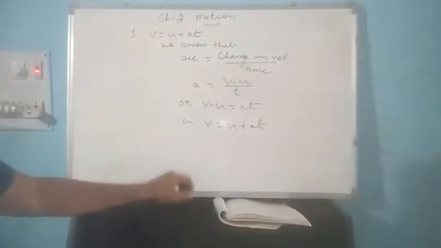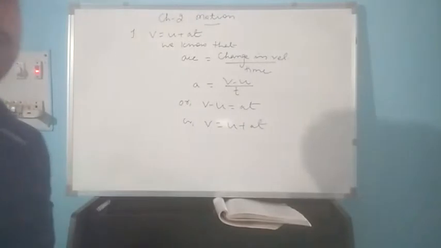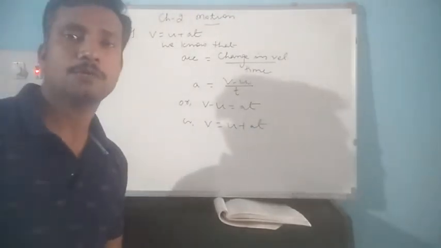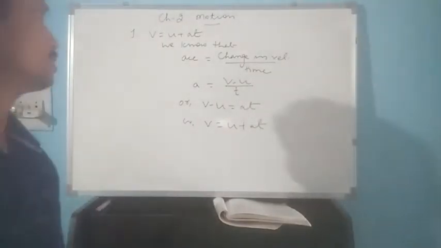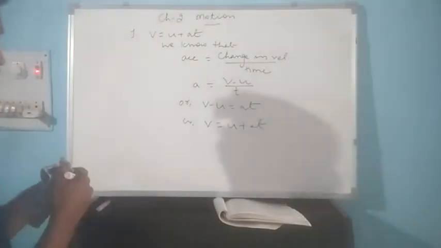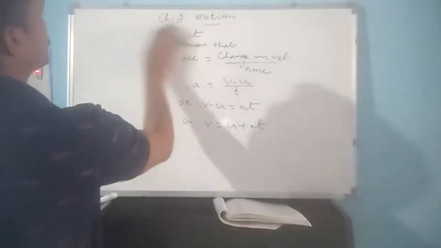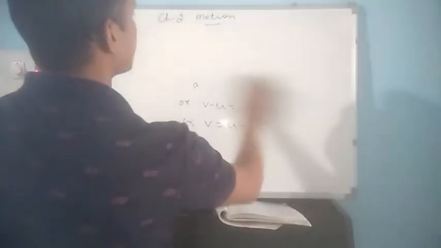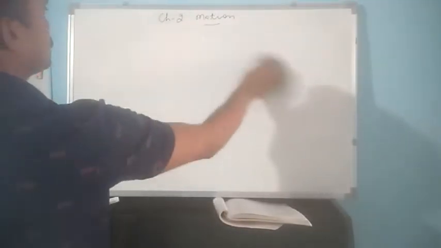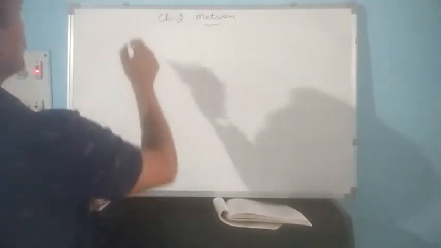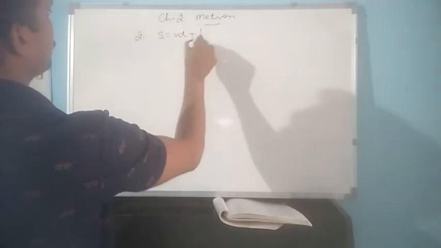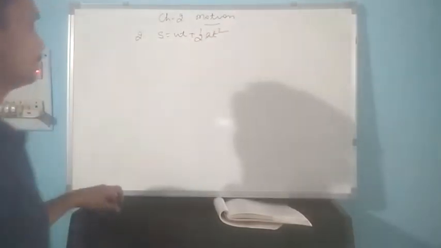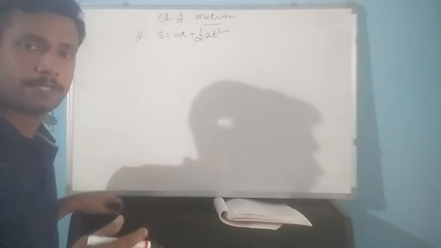So you can see we have derived the first equation of motion, that is v is equal to u plus at. Coming to the second equation of motion, which is s equal to ut plus half at square. Let us see how to derive this equation.